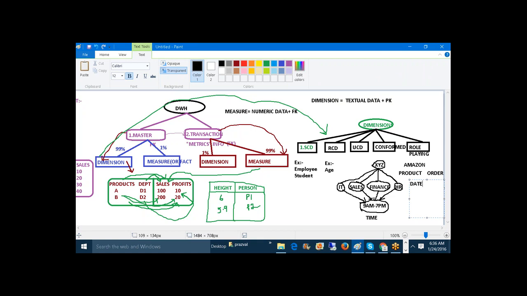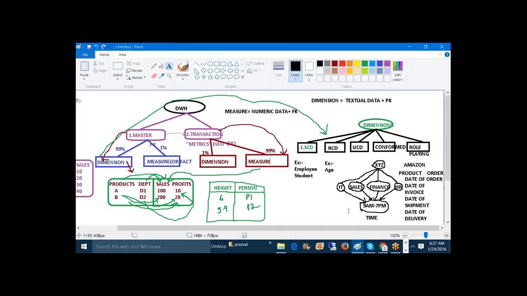If you order any product in any e-commerce site, what does the order contain? That order contains date of order, date of invoice, date of shipment, and even date of delivery. So that single order is playing multiple roles like date of order, date of invoice, date of shipment, and date of delivery.